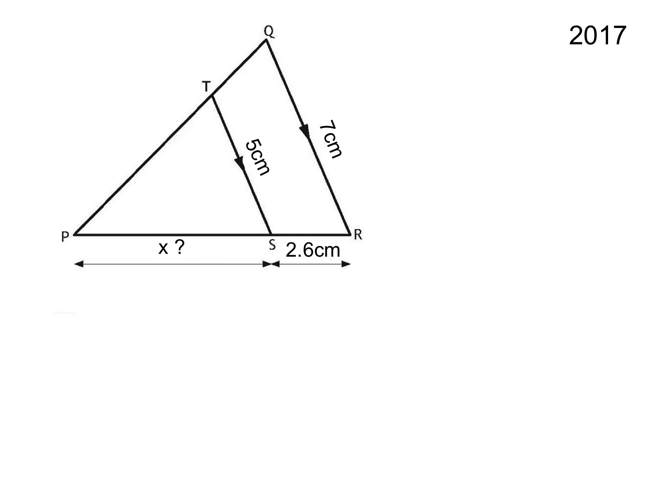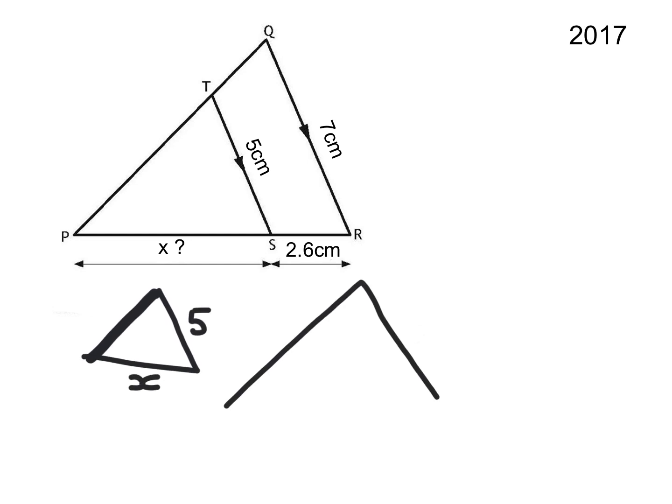So here's another one a bit like it. I am going to do this in a similar way. So I'm going to draw out the two triangles. I'm going to do small and big. So my small one would be the one with the X and the 5. And the larger one would be the one with the 7.